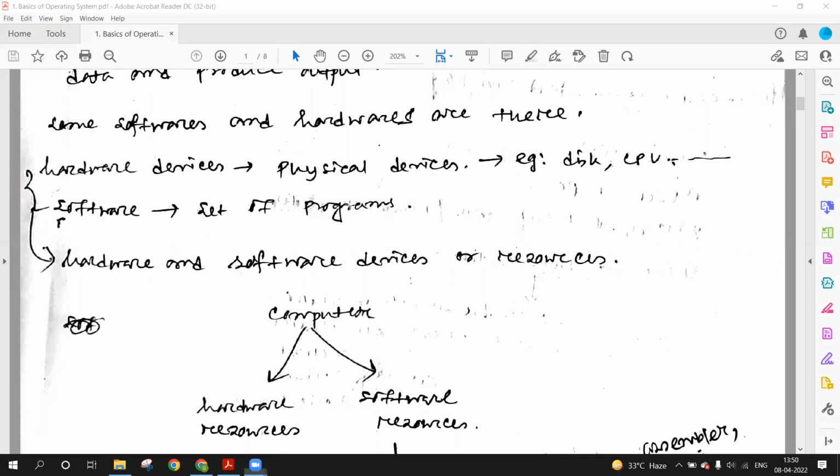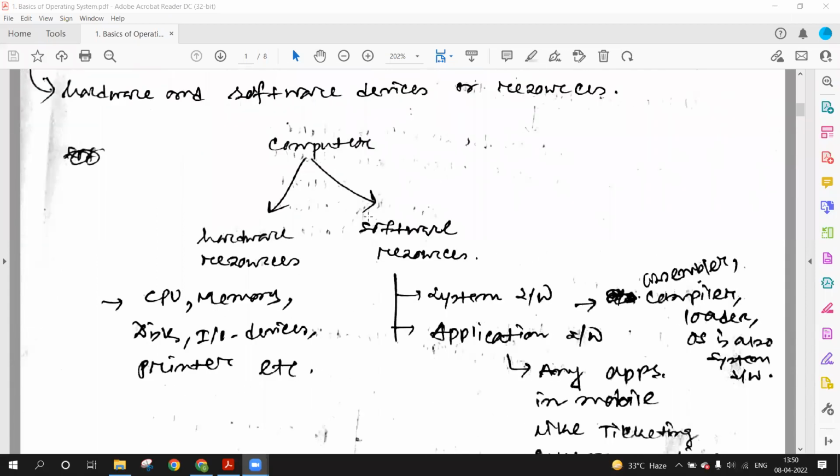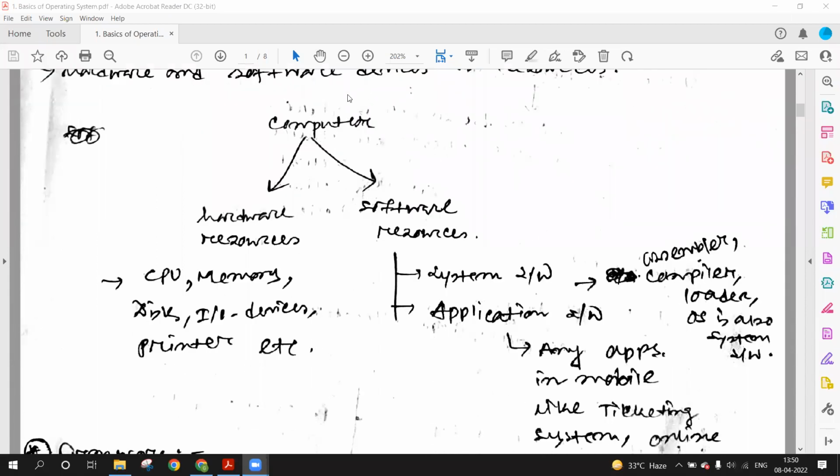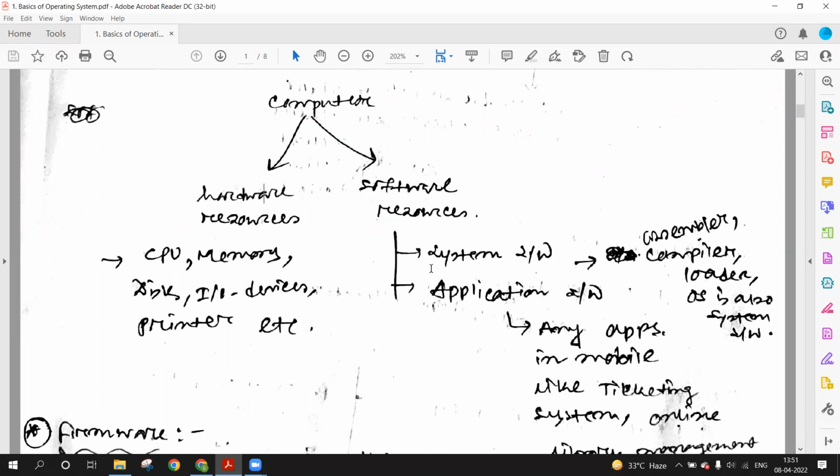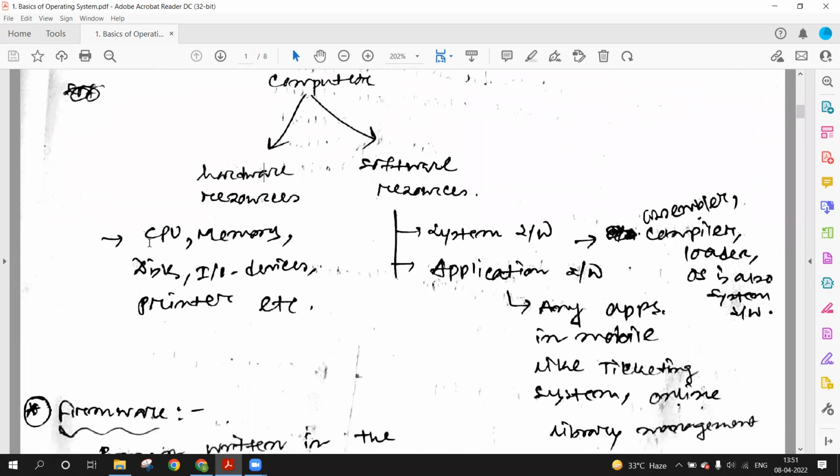Okay, so now see this. So it is a computer, and one part is hardware resource and another part is software resource. Under the hardware resource, you can see CPU, memories, disk, IO devices meaning input output devices, printer. These are the hardware resources.